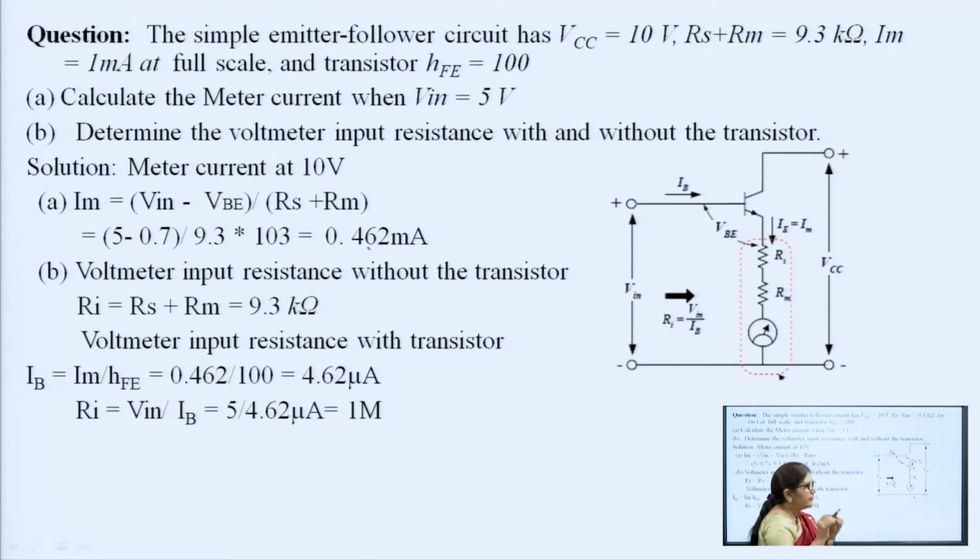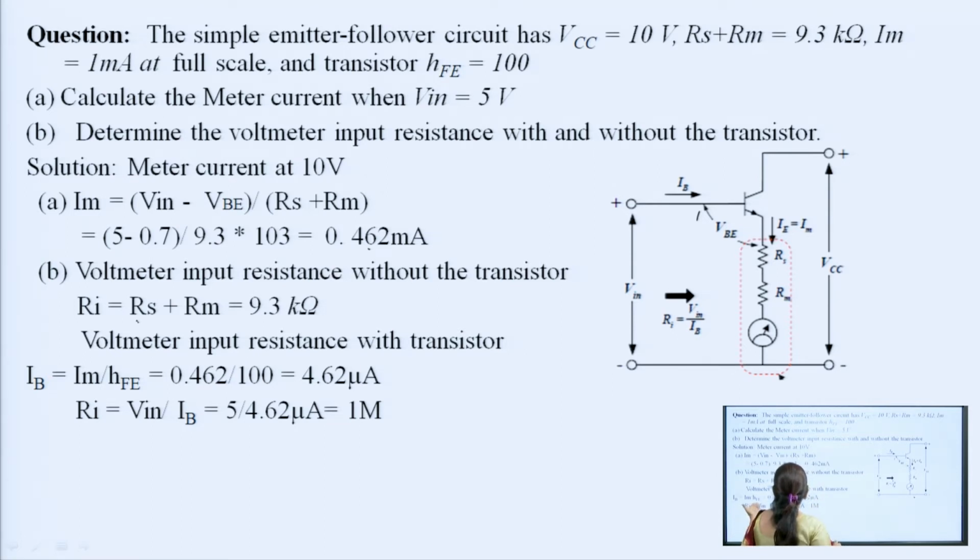So it means the current is reduced because of this voltage drop. Similarly, for input resistance, if there is no transistor, then it is equal to the series resistance plus the meter resistance, that is 9.3 kilo ohm. But when we are using this transistor, IB is equal to Im by HFE, that is 0.462 milliampere divided by 100. So it is 4.62 microampere.